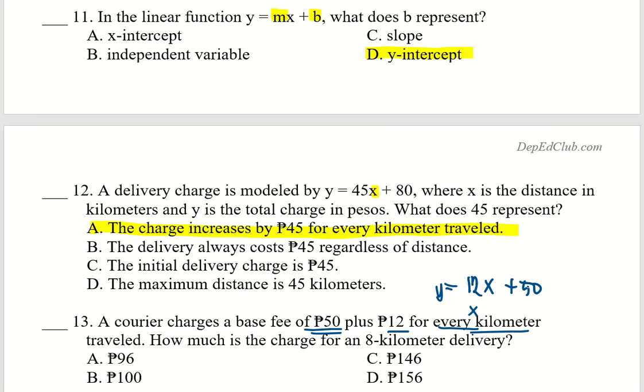Okay, so they were asking for 8. So we have to change lang po yung x into 8. So we got 12 times 8 plus 50. Okay, so 12 times 8 plus 50, that is 146. Letter C.